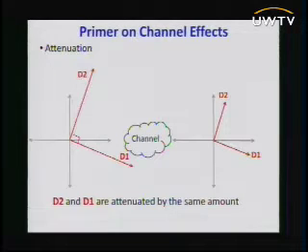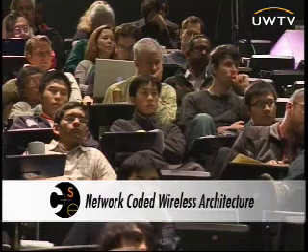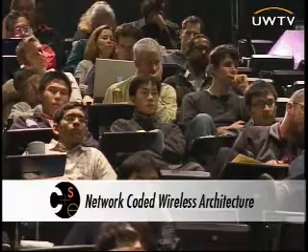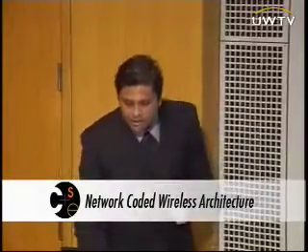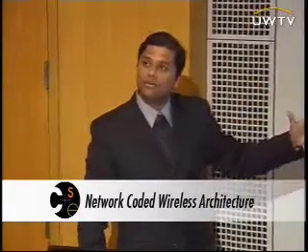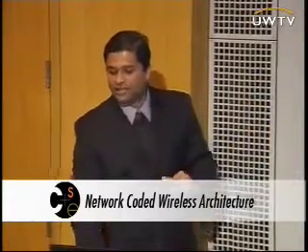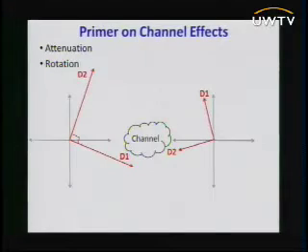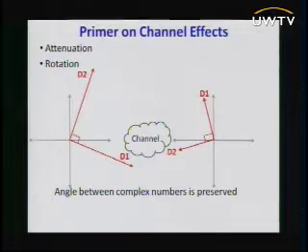But the wireless channel attenuates these complex numbers by a random amount. The nice thing is it's by the same random amount, so D2 and D1 are roughly attenuated by the same amount. But the wireless channel is even nastier. Not only does it attenuate these complex numbers, it also rotates them by a random amount. But again, the key property is the angle between consecutive complex numbers is preserved, because the rotation for both these complex numbers is by the same amount.